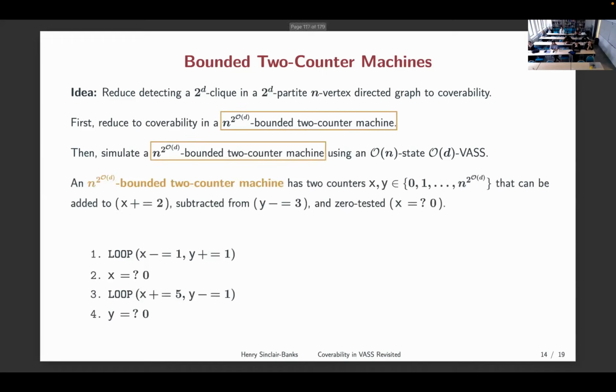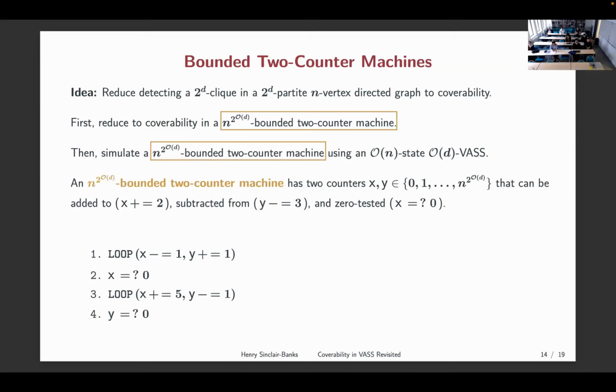So what on earth is a doubly exponentially bounded counter machine? It has 2 counters. I'm going to call them x and y, and they'll be called x and y for the remainder of the presentation. They can take values between 0 and that exponential value that I've specified. The operations you're allowed in your bounded 2-counter machines are add and subtract, and you can test for 0. This is scary and dangerous because 2-counter machines have undecidable reachability. This is really terrifying. But because they're bounded, they have a seriously large but finite configuration space. So it's okay.